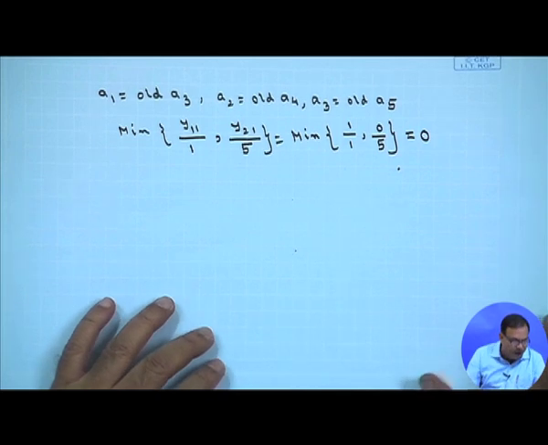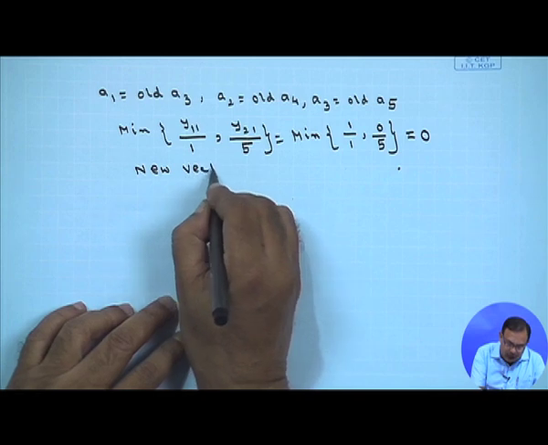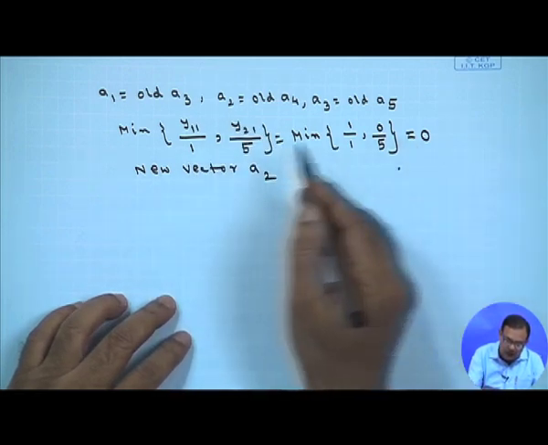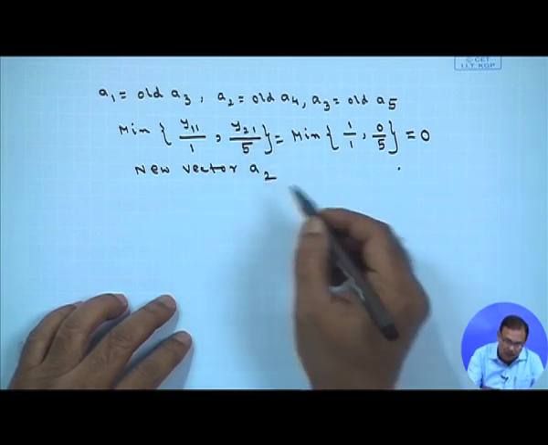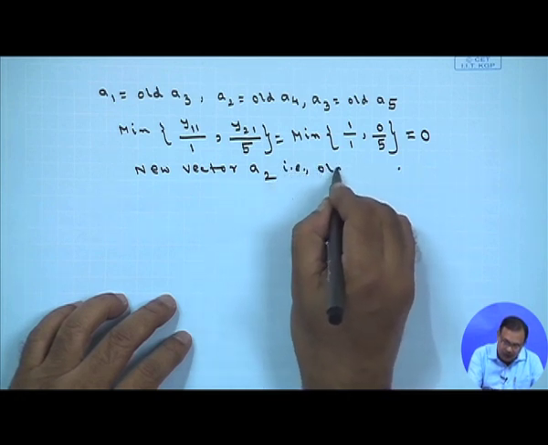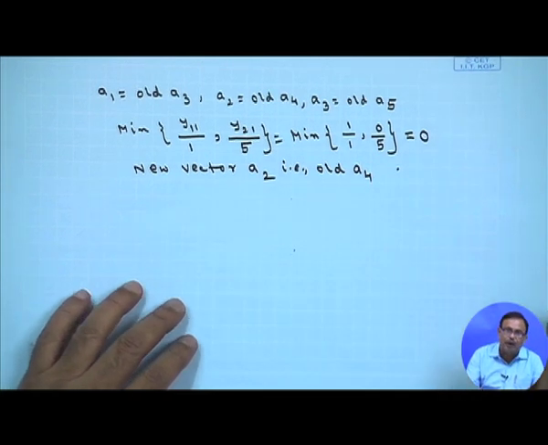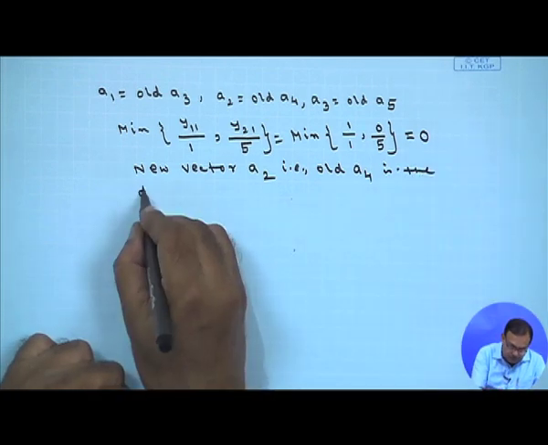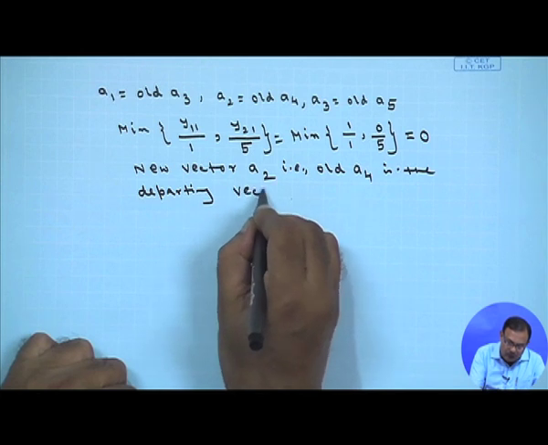Therefore the new vector A2, it is occurring for y21 by this old value. So the new vector, that is basically old A4, will be the departing vector. Old A4 is the departing vector.